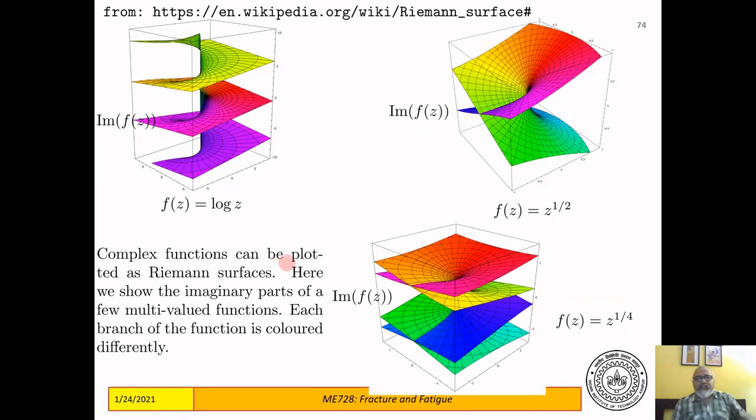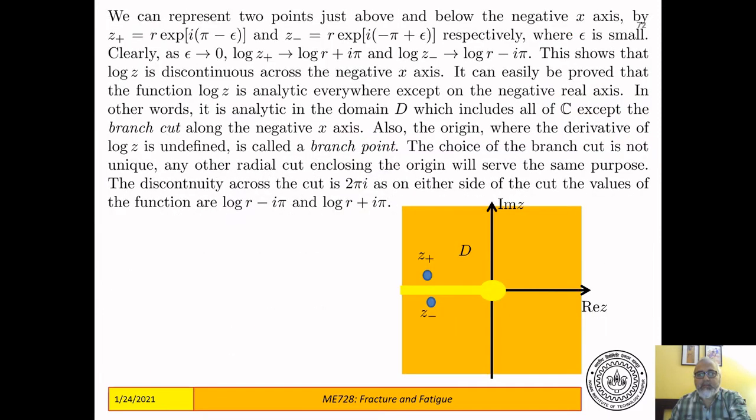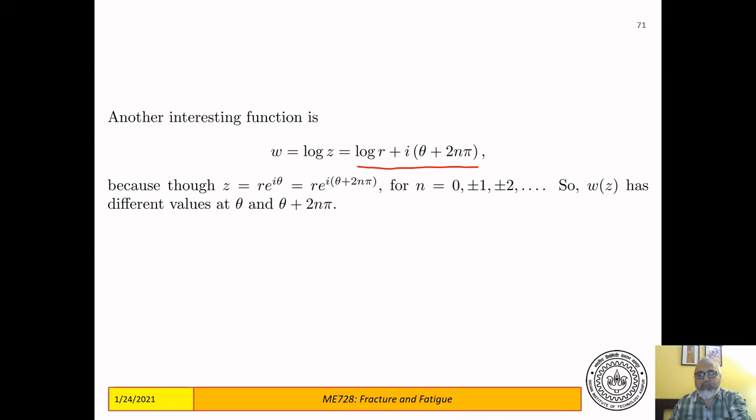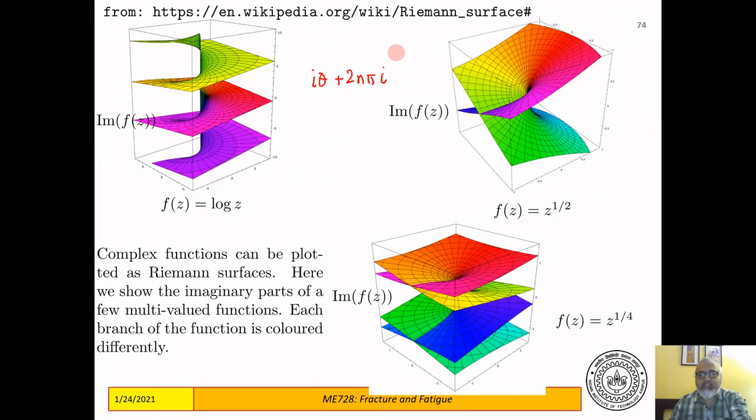These are some pictures taken from Wikipedia. So this is your log z, the imaginary part of log z. Each color is a different branch. So you go round once the origin. Remember, it is i theta plus 2n pi. The imaginary part is theta plus 2n pi.